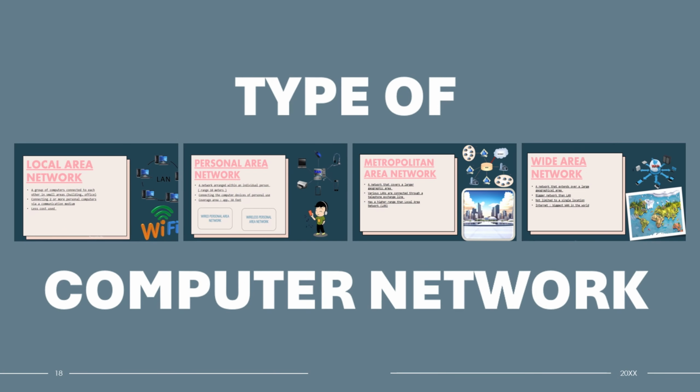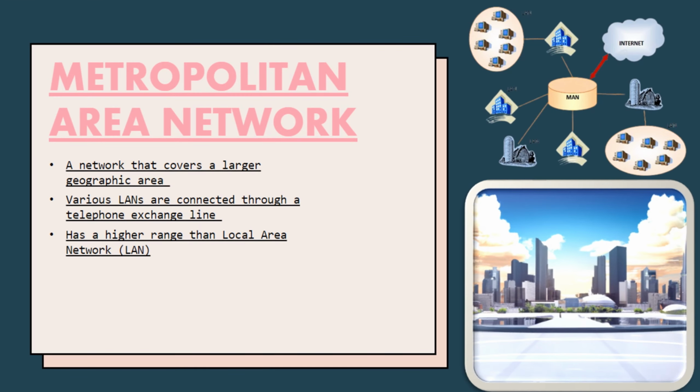We have LAN, PAN, MAN, and WAN. The third one is Metropolitan Area Network, which is known as MAN. MAN covers a larger geographic area. Various LANs are connected through a telephone exchange line. It also has a higher range than local area network. Usually, we will find this kind of network in a town or big city. For example, cable TV network and telephone network.